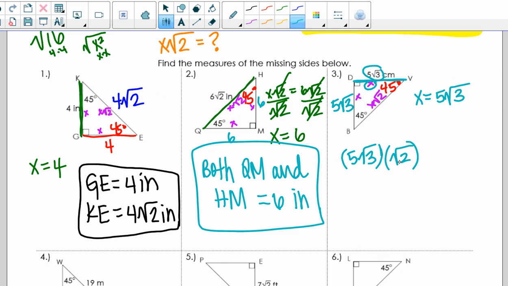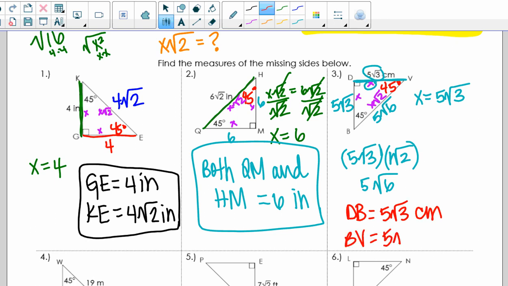Remember, you multiply outside by outside, inside by inside. This 5, there's actually a 1 there, but 5 times 1 is still 5. And then the 3 times 2 gets multiplied together to be 6. Now 6 is not something I can simplify, so it's just going to stay as 5 radical 6. Just because it's a hypotenuse doesn't mean it has to end in radical 2. That's just to build the relationship. So side DB is equal to 5 radical 3 centimeters, and BV is equal to 5 radical 6 centimeters.